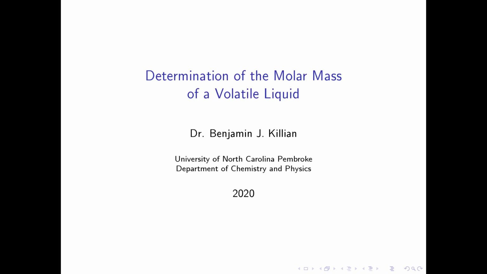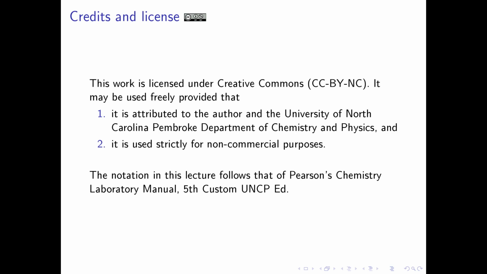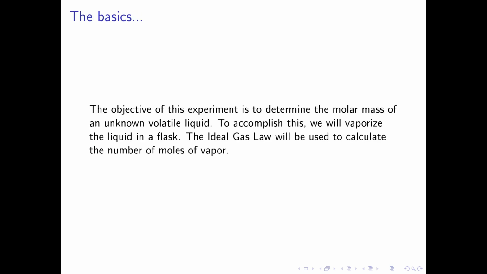In this experiment, we will be determining the molar mass of a volatile liquid using its vapor pressure and the ideal gas law. The objective of this experiment is to determine the molar mass of an unknown volatile liquid. To accomplish this, we will vaporize the liquid in a flask. The ideal gas law will be used to calculate the number of moles of vapor in the flask.